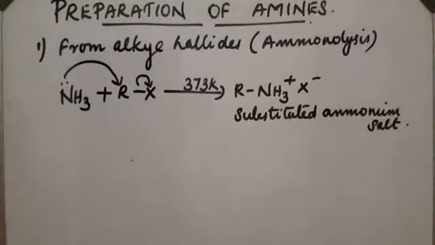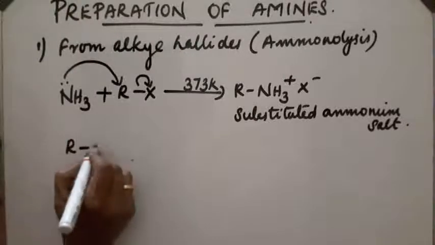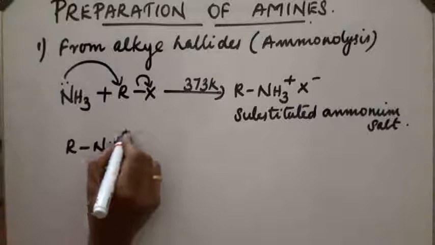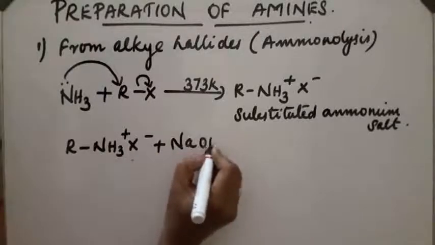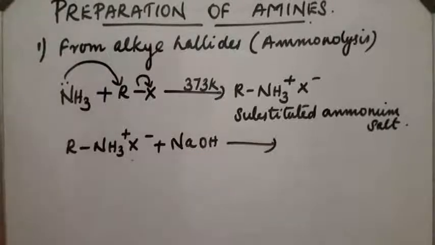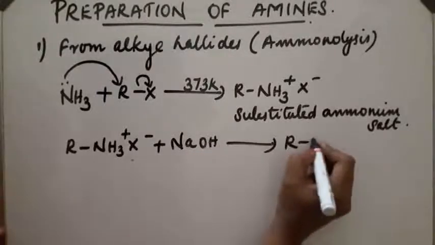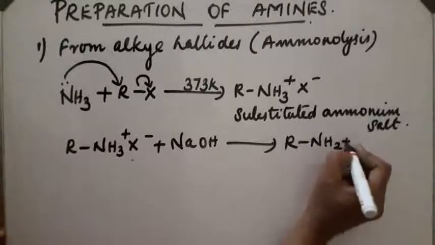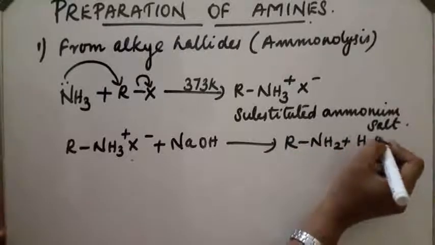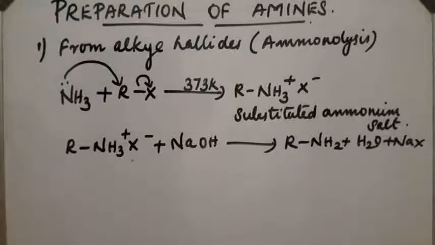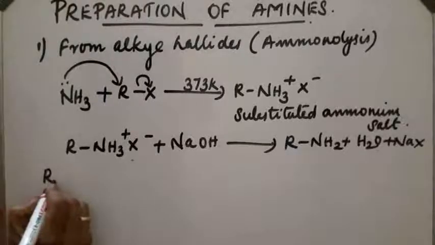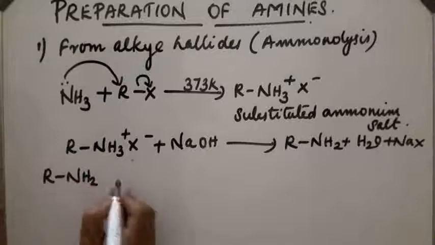We can obtain the free amine if we treat this salt with sodium hydroxide. The reaction will be like this: RNH2 + H2O + NaX. Now, the primary amine is obtained first.